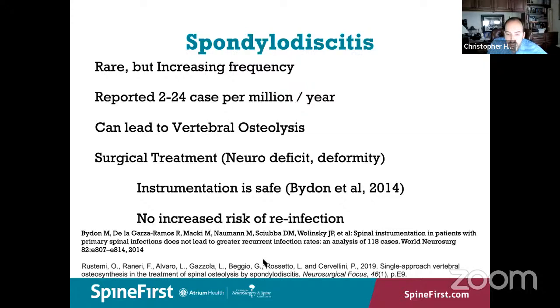We know that we see osteolytic activity with spondylodiscitis and osteomyelitis. This is often referred to as rare, although we feel like we see increasing frequency year over year, and it's been reported to affect as many as 2 to 24 cases per million individuals in developed countries every year. It certainly can lead to vertebral osteolysis, and those patients with neurodeficits or progressive deformity often undergo treatment. It was demonstrated by Biden et al. and others that instrumentation in these cases is safe, and there is not an increased risk of reinfection in these patients.